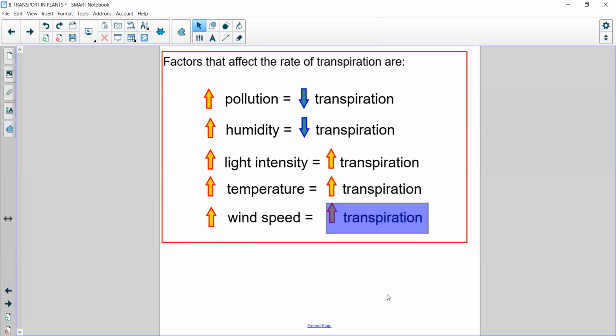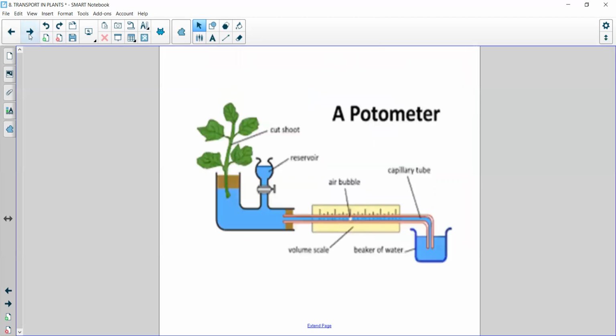An increase in wind speed can also increase transpiration. And that's because when it's windy, the leaves are flapping about more in the wind. That also increases the rate at which water is kind of being pulled out through these stoma. So it's increasing the rate of transpiration. So you need to know a little bit about these factors and how they can affect the rate of transpiration. It's all measured using a device called a potometer.